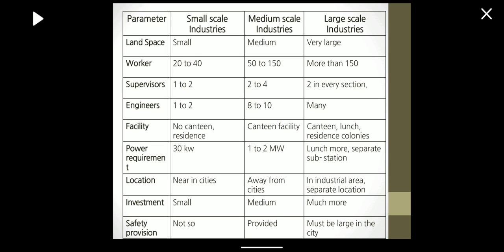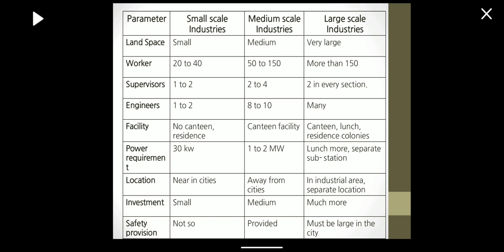Then power requirement is 30 kilowatt for the small scale industries, 1 to 2 megawatt for the medium scale industries, and more than 2 megawatt for the large scale industries, that means more separate substations, etc. Then location: nearer in the city for the small scale industry, away from the cities for the medium scale industry, and for large scale industries in an industrial area or a separate location for the particular industry.